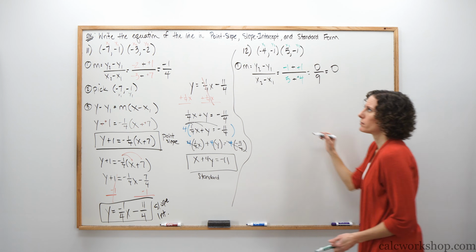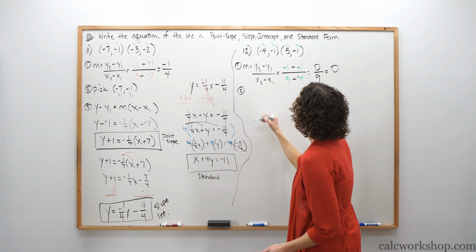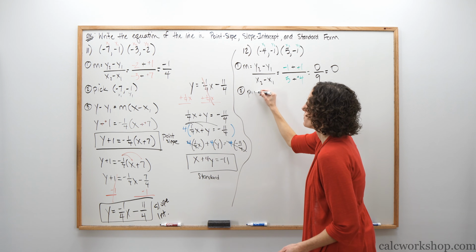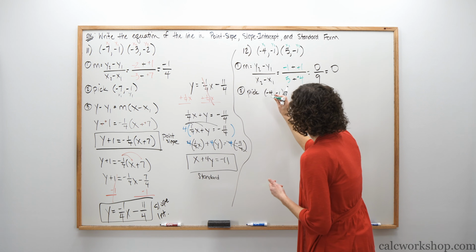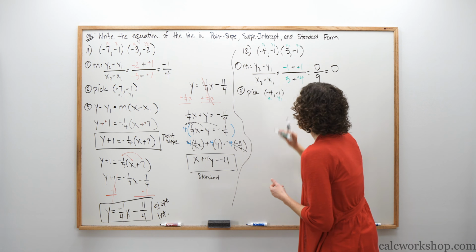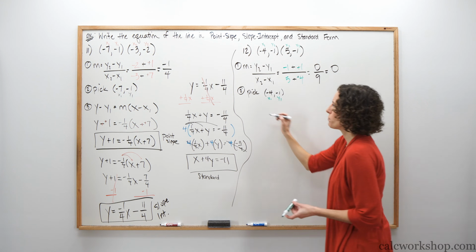Well, pick a point. Let's pick the first one. Negative 4, negative 1. Again, here's x1 and here's y1. Step 3, we plug it in.